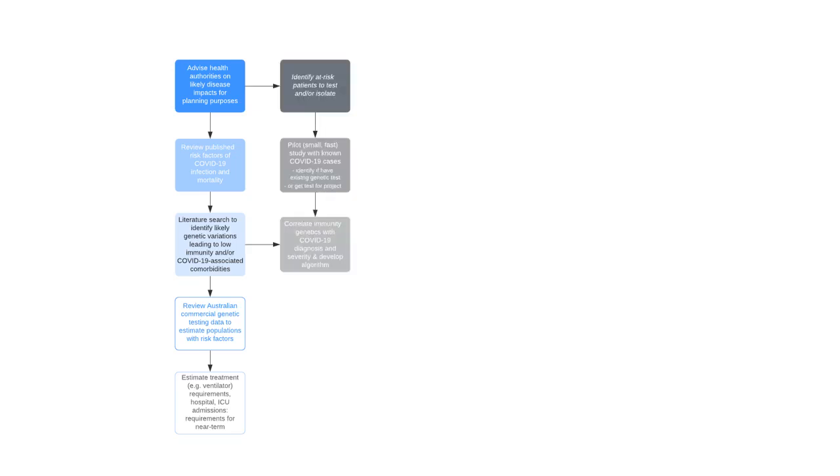Secondly, to identify at-risk patients to test and isolate. This would be a small study with the known COVID-19 infections in Australia, and then correlate that with immunity genetics we've previously provided, and then stratify the population by risk to better target. There's some number crunching in there to get some algorithms to identify those patients suitable for more stringent social distancing or priority vaccination when it's available, or interventions when they're available.